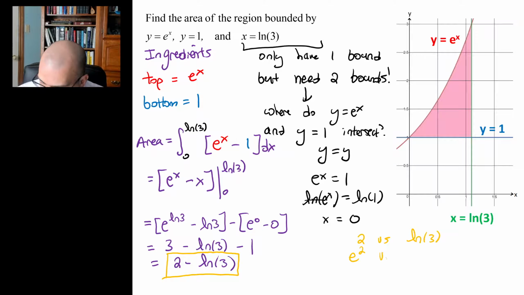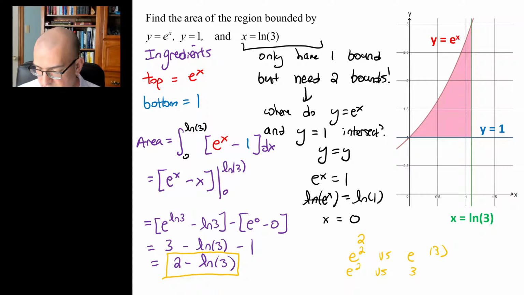So e squared versus e to the ln 3. E squared versus 3. Which is larger? Well, e is 2.7. What's 2.7 multiplied by 2.7? It's larger than 2 multiplied by 2. 2 multiplied by 2 is 4. So e squared is larger than 4. So I'm comparing 4 to 3. 4 is definitely larger than 3. Something larger than 4 is thus definitely larger than 3. So 2 is larger than ln 3. You can do that without a calculator.